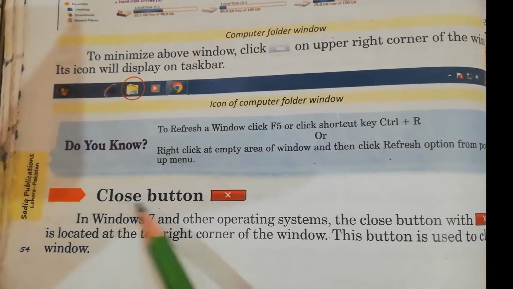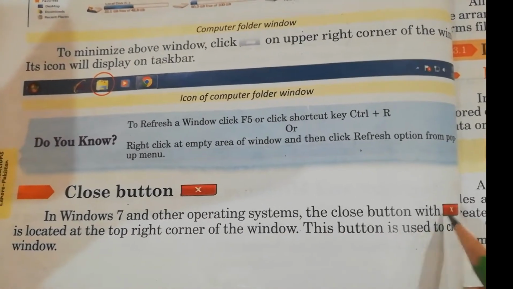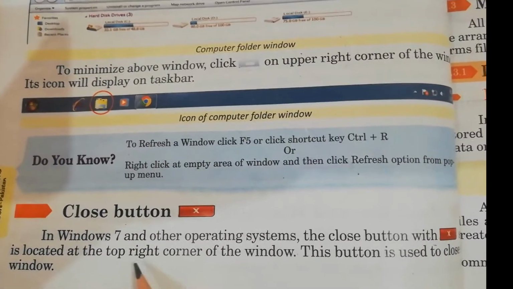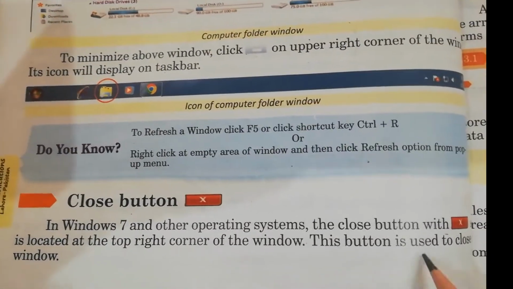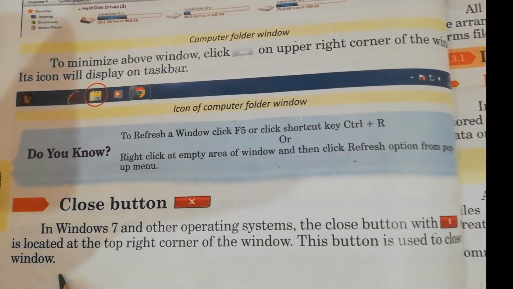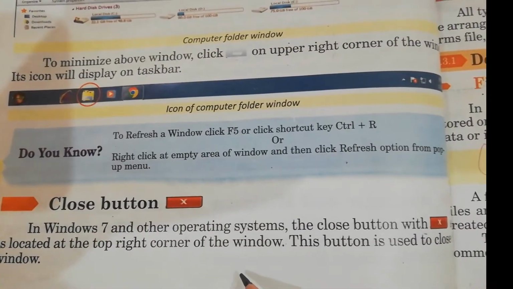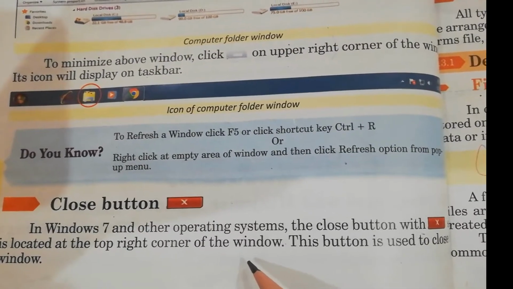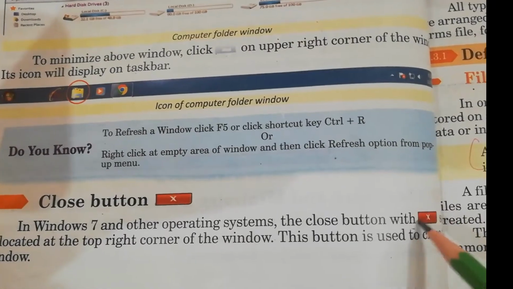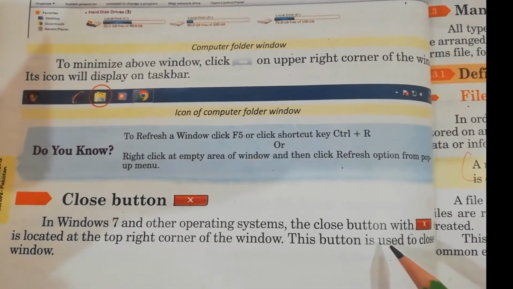Now the next topic is the close button. In Windows 7 and other operating systems, the close button with a cross sign is located at the top right corner of the window. This button is used to close the window. The close button closes a window in a program or the entire program. In most operating systems and software programs, the close button is denoted by a cross in a red highlighted box, and it is located in the top right corner of the window.